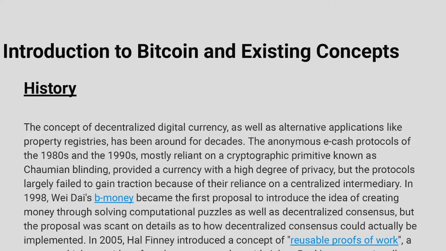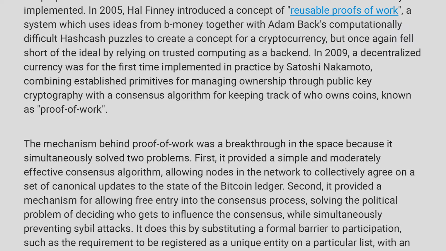In 1998, Wei Dai's b-money became the first proposal to introduce the idea of creating money through solving computational puzzles as well as decentralized consensus. But the proposal was scant on details as to how decentralized consensus could actually be implemented. In 2005, Hal Finney introduced the concept of reusable proofs of work, a system which uses ideas from b-money together with Adam Back's computationally difficult Hashcash puzzles to create a concept for a cryptocurrency, but once again fell short of the ideal by relying on trusted computing as a backend.